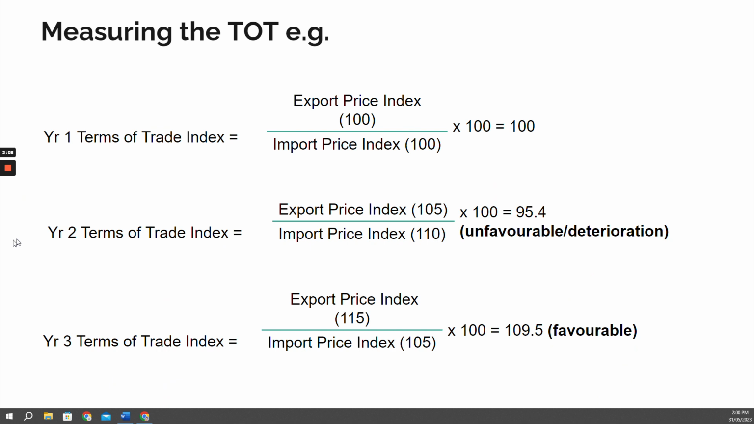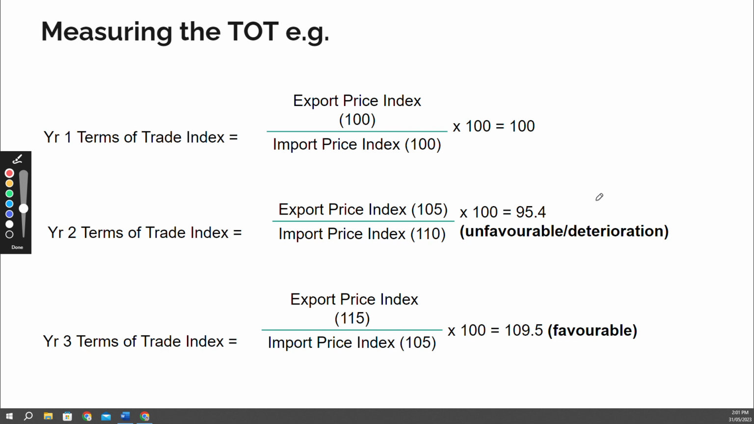To go a little bit deeper, if you had terms of trade in year 1, 100 over 100 times 100, it equals 100. Now if in year 2, the export prices that we received increased by 5 index points, or 5%, but import prices increased by 10 index points, or 10%, then if we divided export prices by import prices, times 100, we would get a terms of trade of 95.4, which is an unfavorable movement. And anytime there's a movement in the terms of trade, you need to think about this: is this good for the Australian economy, or is this bad?